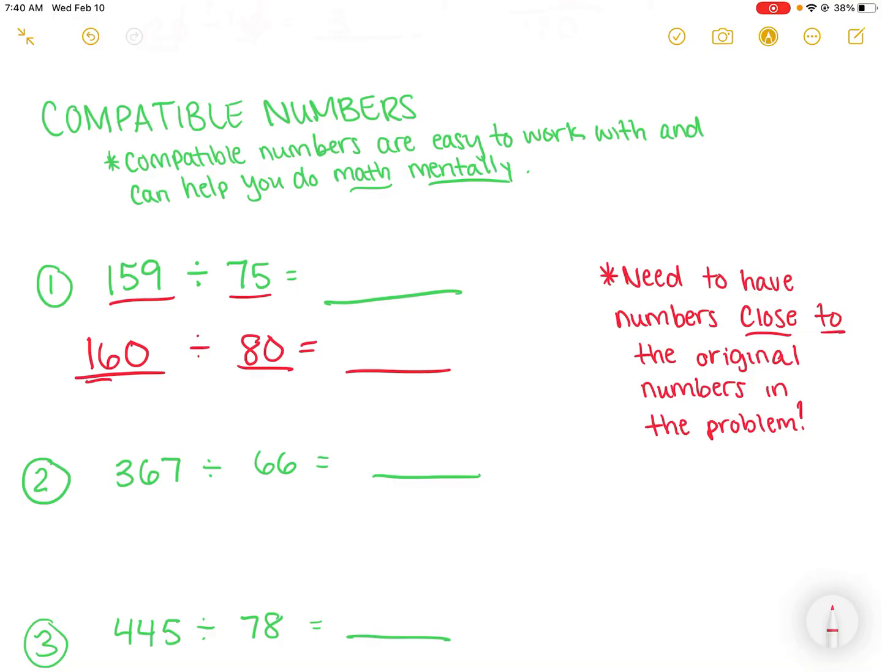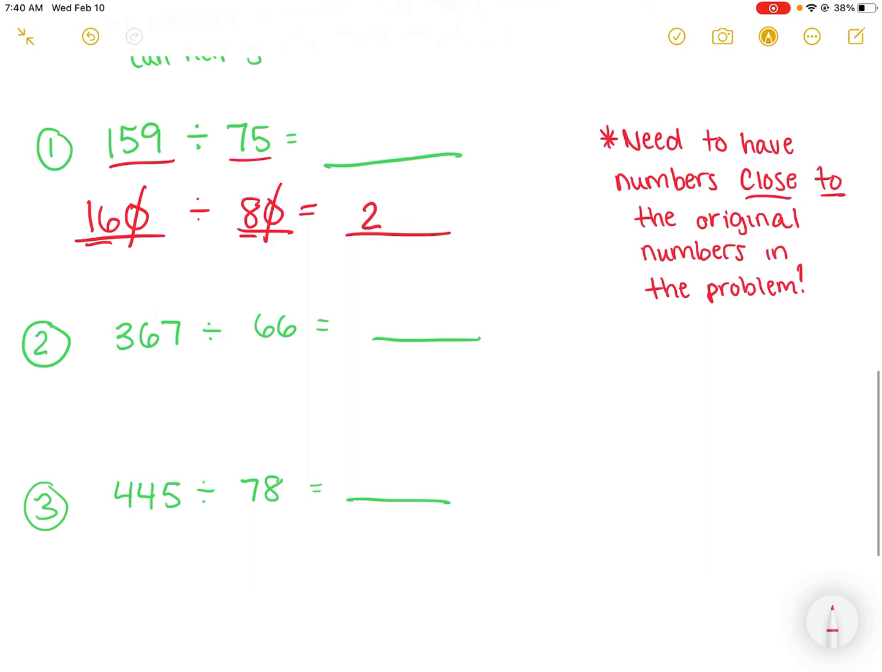Now I know that 16 divided by 8 is 2. If I cross out my zeros, my answer is just 2. Let's try another example. For number 2, we have 367 divided by 66.